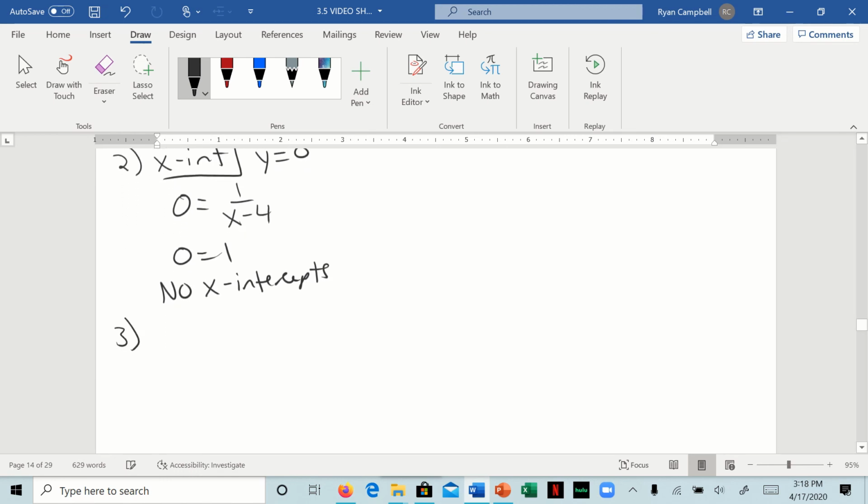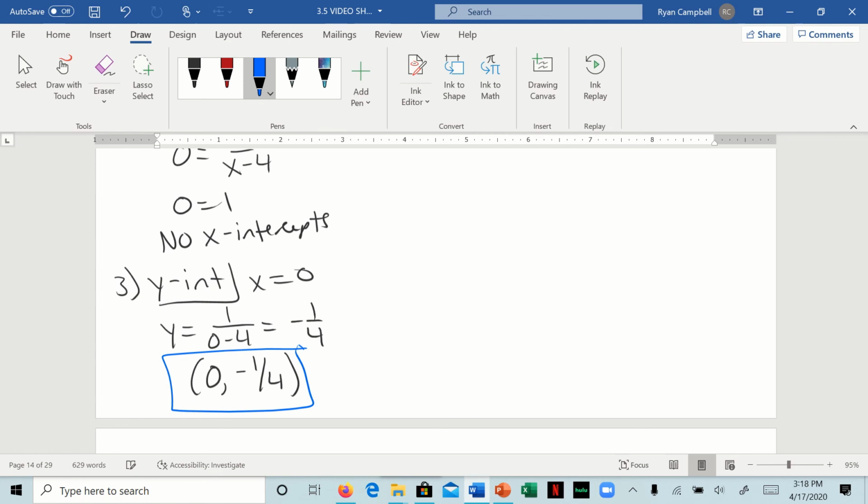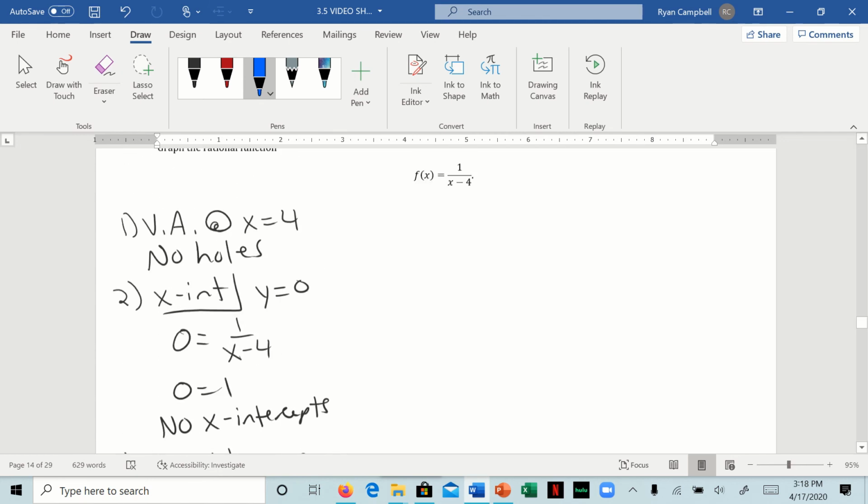All right, third one, y-intercepts. This is when x equals 0. So y is 1 over 0 minus 4, which is negative 1/4. So we have the point (0, -1/4) on our graph. So maybe it'll be easier to find it later when we need it. Yeah, like I said, more points. The more points we have, the better things are going to be for us.